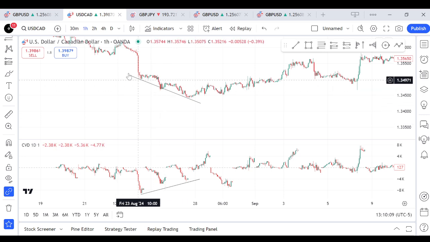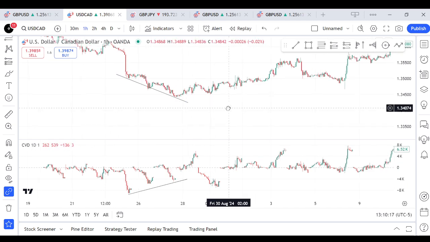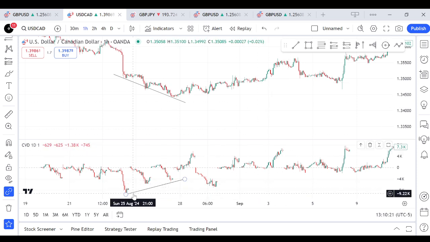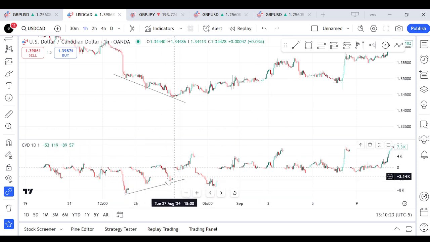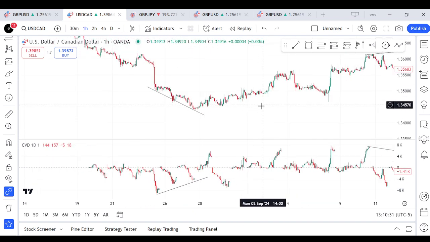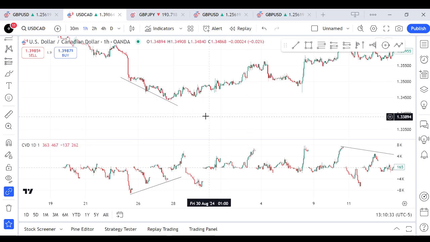For example, here you can see price giving us bearish price action, giving us lower lows and lower highs, breaking structure to the downside, but the CVD was giving us higher highs and higher lows, as you can see right here, which signals that this bearish trend is weakening, and we might be looking for a bullish trend afterwards.